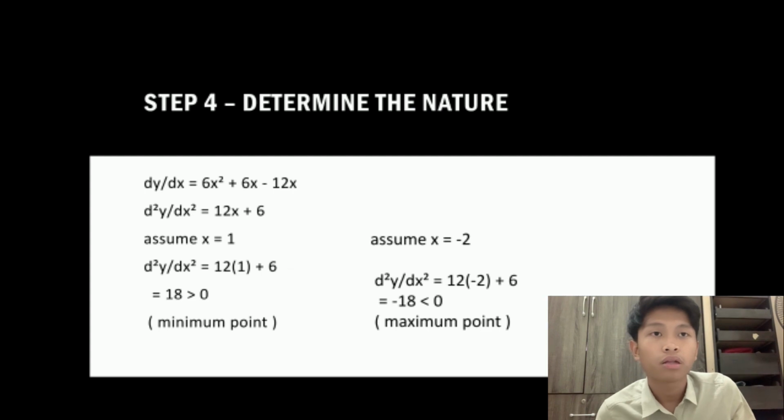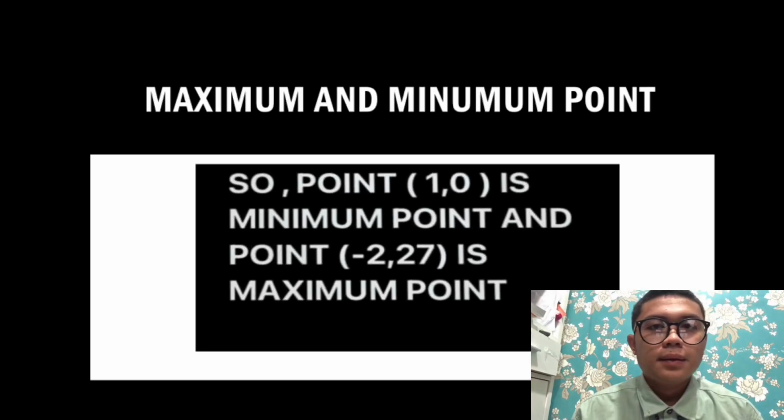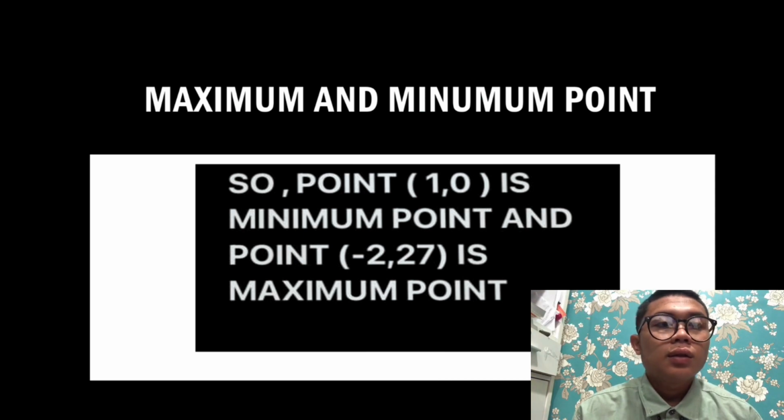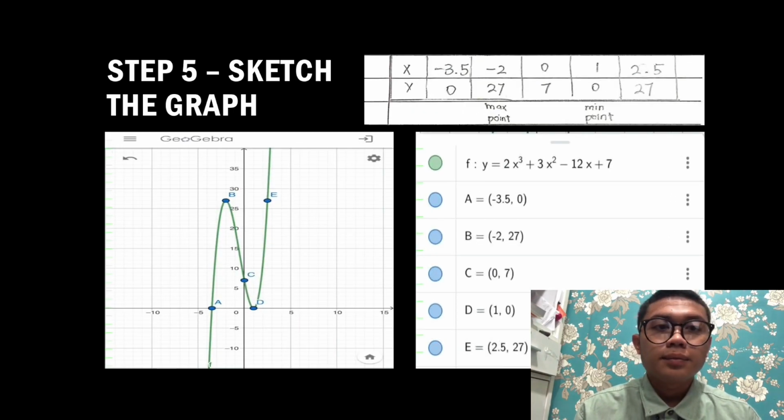For x2, we get negative 2. So the equation is 12(-2) plus 6, and the answer is negative 18, which is the maximum point. So we know that the minimum point is (1, 0), and the maximum point is (-2, 27). Let's move to the next step.